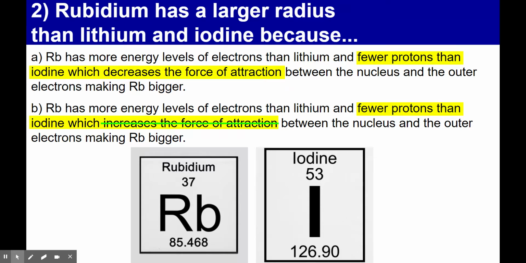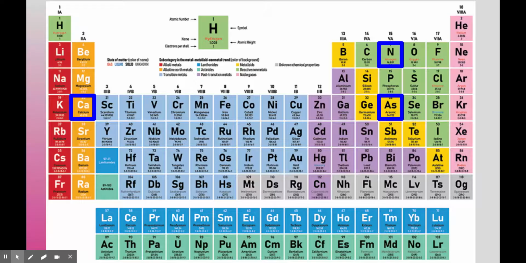So rubidium has more energy levels of electrons than lithium, yes, and fewer protons than iodine. Because it has fewer protons, that decreases the force of attraction between the nucleus and the outer electrons, making rubidium bigger. Okay, so there's our explanation. Let's take a look at our last one.